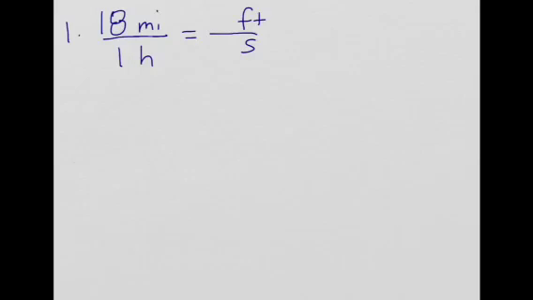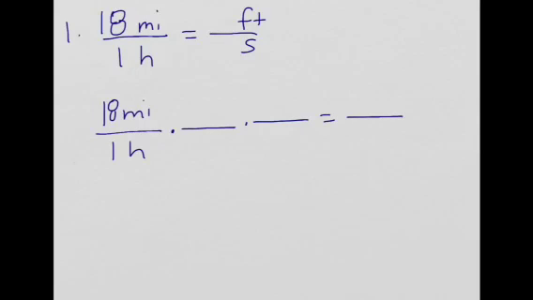So when you set up dimensional analysis, you're going to write the problem that they give you. So you're going to put 18 miles in 1 hour times a line, times a line, equals a line. And you're going to set up every dimensional analysis problem exactly the same way. Now, we're going to take the first measurement that we're given, miles, and that's going to be down in the denominator.